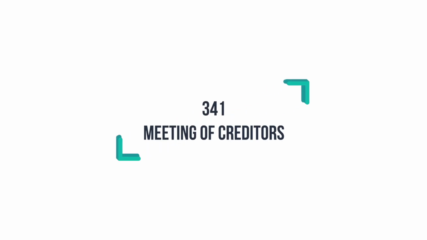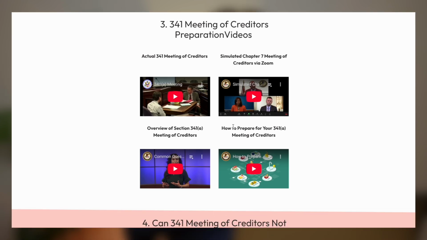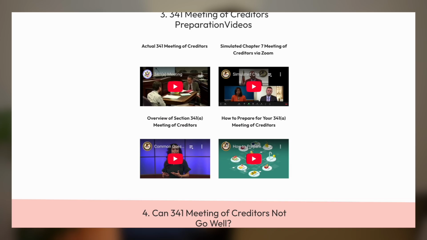All right, step 9, 341 meeting of creditors. You're gonna wanna attend the 341 meeting of creditors. This meeting usually takes place 30 to 45 days after you file. Many people I speak with are nervous and kind of stressed about this meeting. So I did put together the 341 preparation page that you can access, so that way you can be more secure coming up to your meeting.